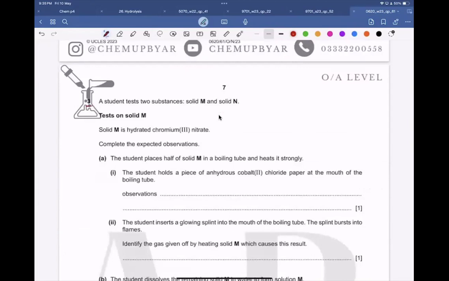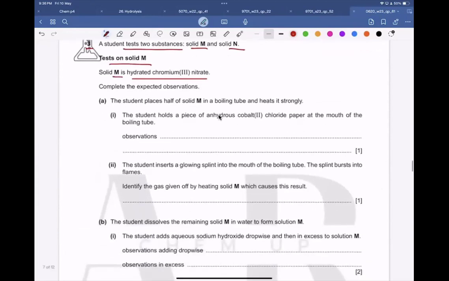Now, question number 3. The student has two substances, solid M and solid N. The tests on solid M. Solid M is hydrated chromium(III) nitrate. Complete the expected observations. The student places half of the solid M in a boiling tube and heats it strongly. The student holds a piece of anhydrous cobalt(II) chloride paper at the mouth of the boiling tube. So see, this is what we have discussed. No, white to blue is with copper(II) sulfate. It's cobalt(II) chloride. It changes from blue to pink.